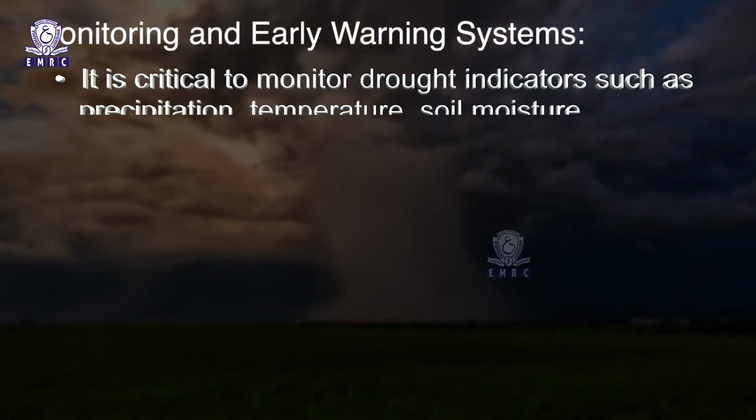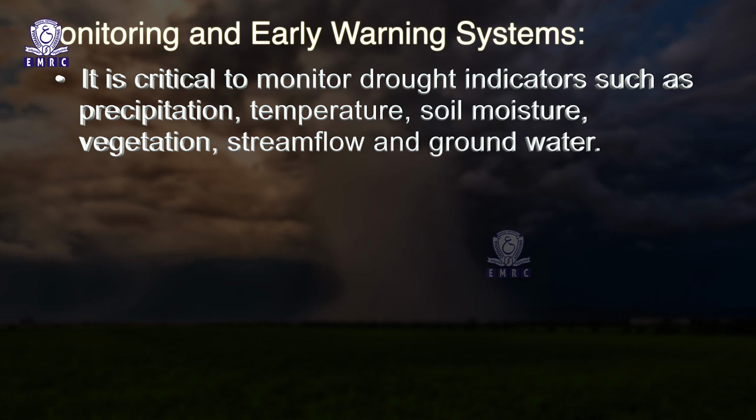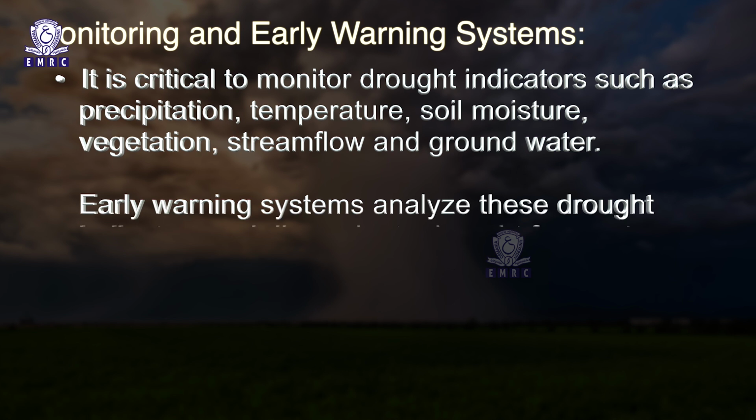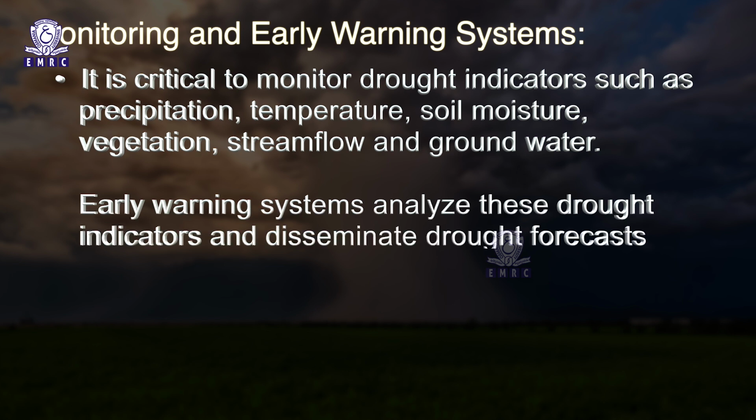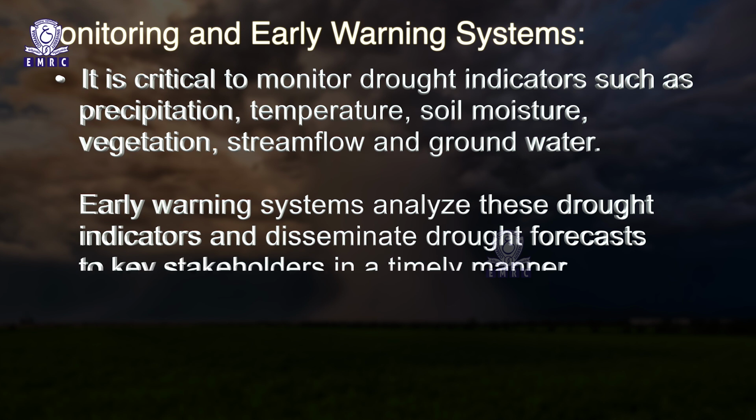Now let's look at the 3 pillars of drought management. Firstly, monitoring and early warning systems. It is critical to monitor drought indicators such as precipitation, temperature, soil moisture, vegetation, stream flow and groundwater. Early warning systems analyze these drought indicators and disseminate drought forecasts to key stakeholders in a timely manner.